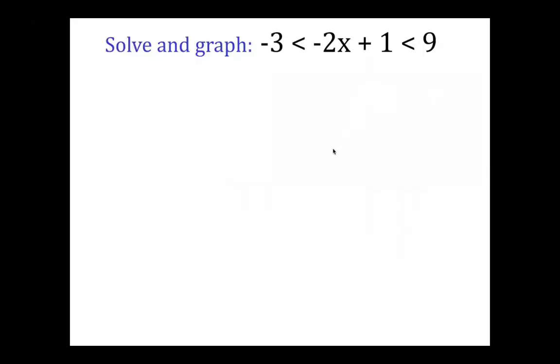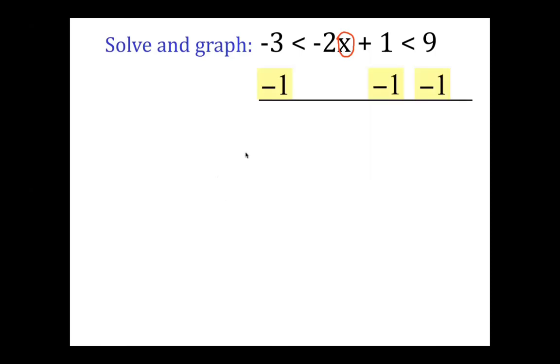Now let's look at solving and graphing compound inequalities. For this example, we have -3 is less than -2x plus 1 is less than 9. As we've done in our previous lessons, our main goal is to isolate x. So we're going to need to do inverse operations to isolate our x and get our simplified inequality.